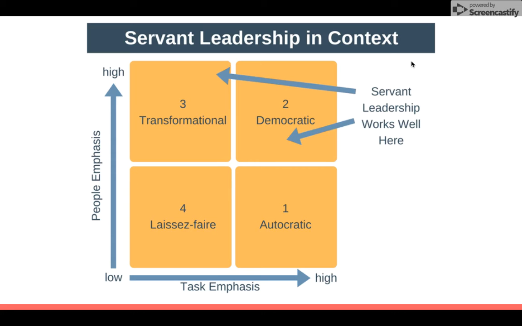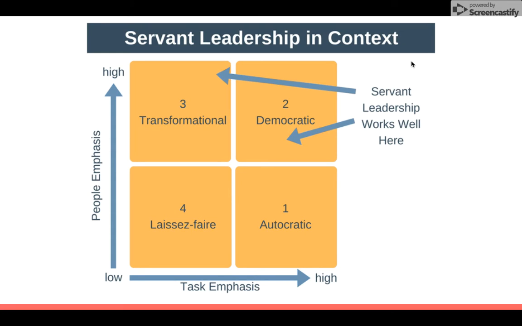I really like this next slide too because it shows how valuable the servant leadership style could be in a school setting. On the x-axis, we have task emphasis, and on the y-axis, we have people emphasis. I think school leaders are supposed to be transformational and democratic in their management styles because school leaders ought to transform school communities for the better. And I think school leaders should utilize democratic processes like shared decision making, empowering teachers to make curriculum decisions.